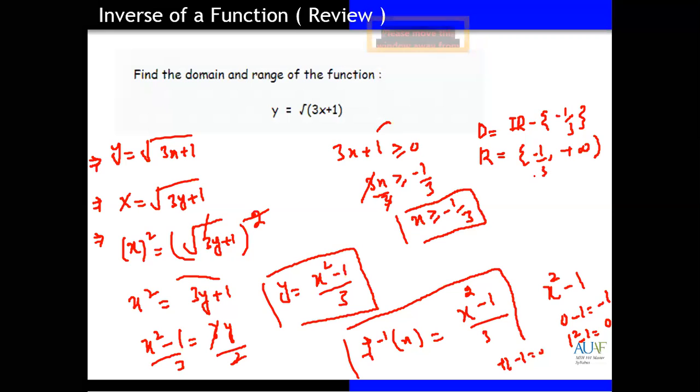Negative values are not possible because we have a square. So if you give any value like 1, 2, 3, 4, the values will be positive. Example of domain and range. Now you can easily find the range of a function when you are given a function.